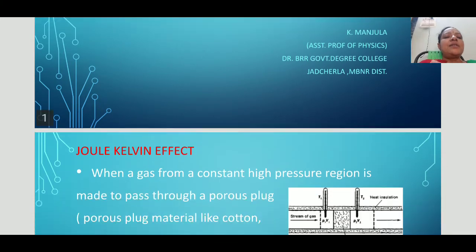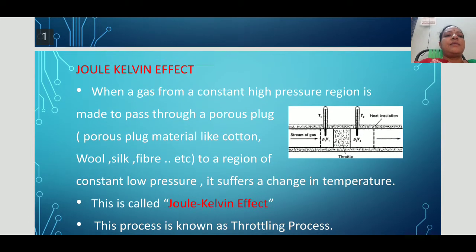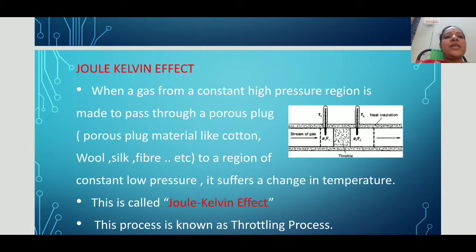In today's class, let us try to understand the Joule Kelvin effect and what is the use of that Joule Kelvin effect. What are the features of this Joule Kelvin effect, the derivation of the Joule Kelvin coefficient, and the calculation of this Joule Kelvin coefficient for ideal gas and van der Waals gas. These are the things we are going to understand in this class.